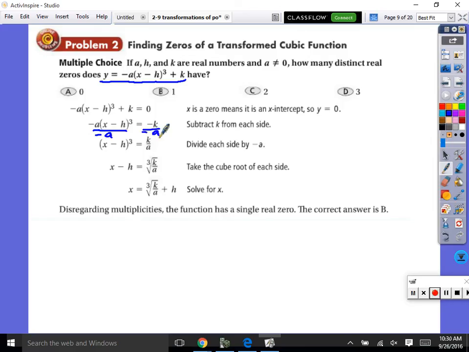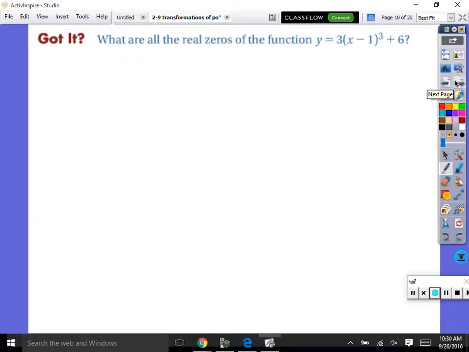So we have k over a, then when we take the cube root of both sides. Okay, now we know the cube root only has one solution, correct? Right? So we have the cube root of k over a, and then the root cancels out with the power. So then our last step would be to add h. So there will only be exactly one real solution for cube roots that are of the form of a transformed cubic. The other two solutions would be imaginary. Okay. So what are the real zeros of this function?